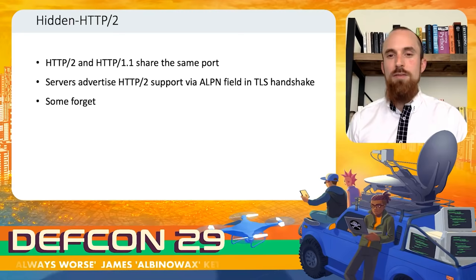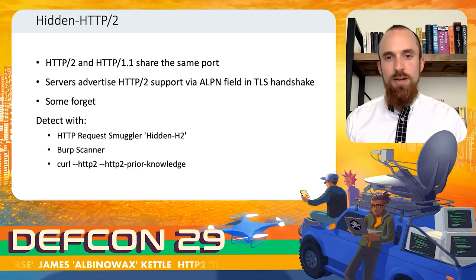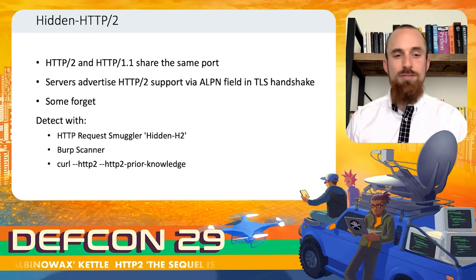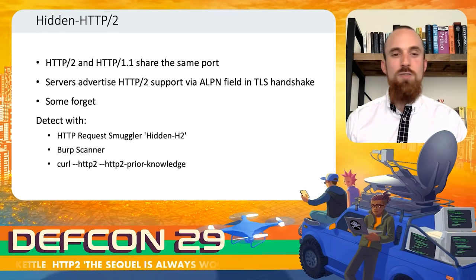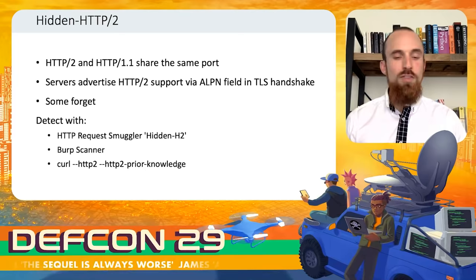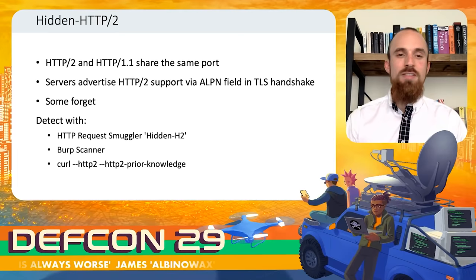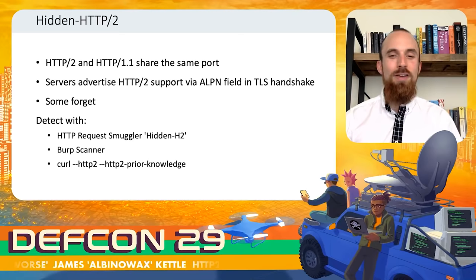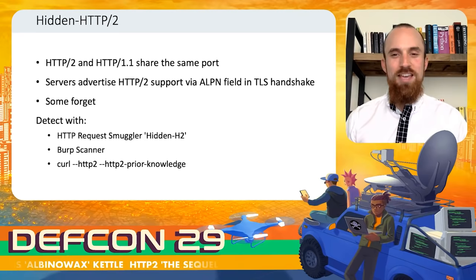Fortunately, this behavior is extremely easy to detect. HTTP Request Smuggler, the open source extension I'm releasing a major update to for this research, will detect and report this. Burp Scanner will also detect and report it, and you can test for it simply using curl with the following command line flags. I found a real server that was vulnerable to HTTP2 powered request smuggling and had this hidden HTTP2 configuration. The only catch there was that I could only exploit other users that were using HTTP2, which was nobody because they weren't advertising it. Hopefully you'll have more success than me.